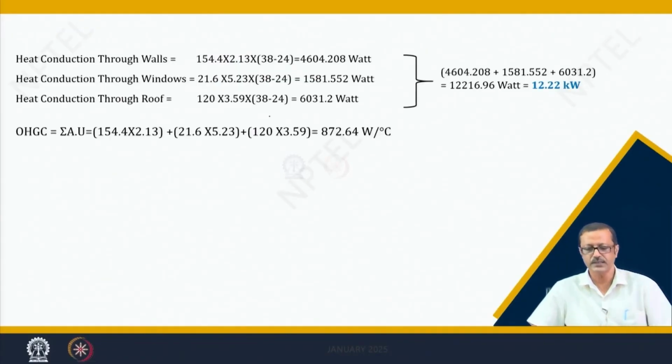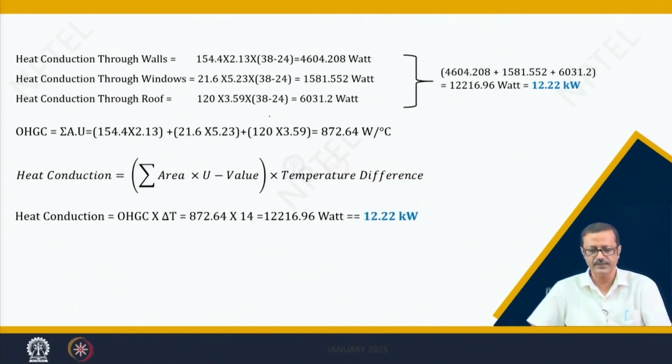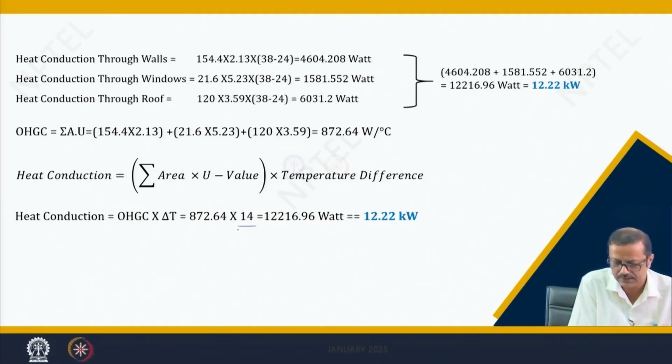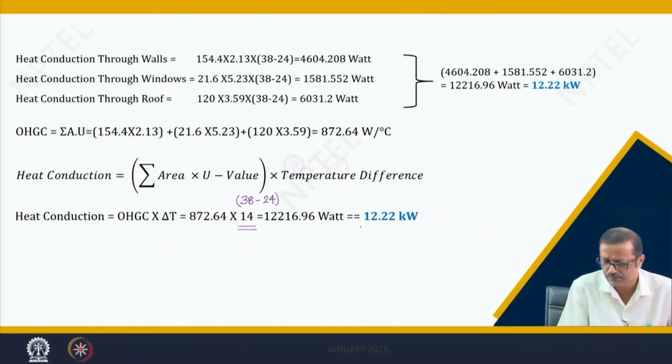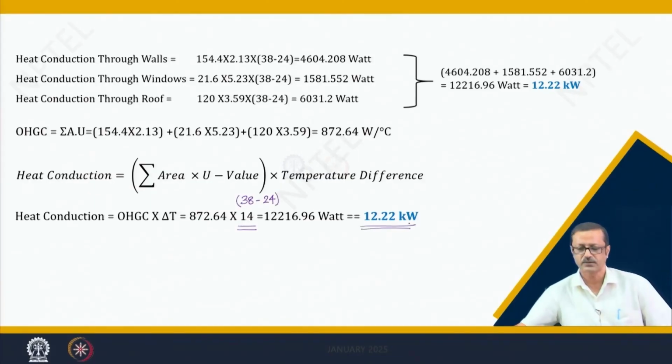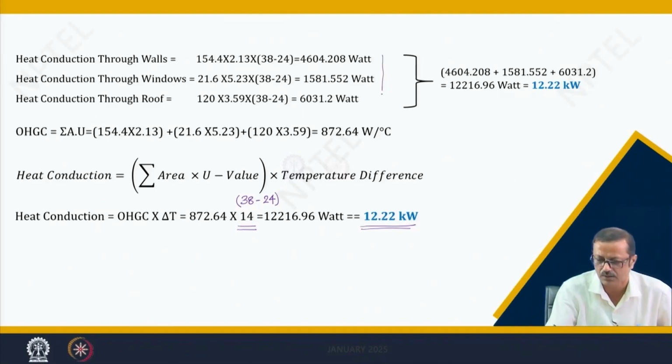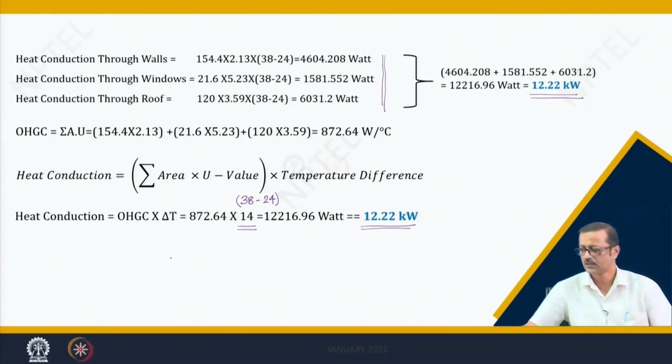So, this OHGC in my case is 872.64, and if I multiply with the temperature difference, which in my case is 38 minus 24, a 14 degree difference, directly I am going to get 12.22 kilowatt, which I got by breaking down all the things. So, the summation of all these things, as you all know, is going to be 12.22 kilowatt. Otherwise, I can go through the OHGC factor.